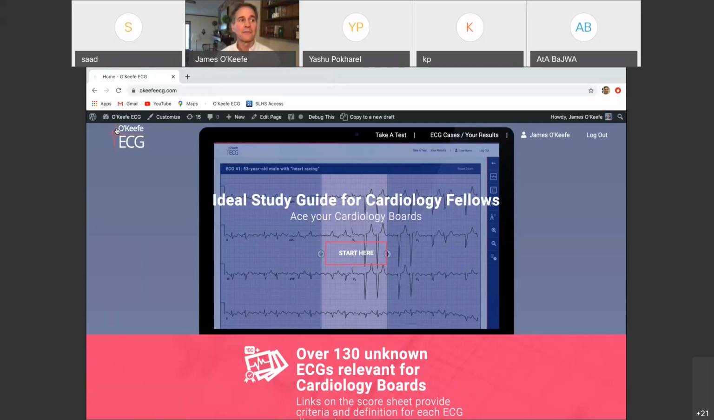Dr. Oki, doesn't left posterior fascicular block have to be less than 120 milliseconds for diagnosis? Is that right? Oh, okay. I guess that's the formal definition. I didn't appreciate that, but I know with left anterior fascicular block, it has to be less than 110 milliseconds, and otherwise you'd call it a non-specific IVCD. And in this case, yeah, I guess you're right.